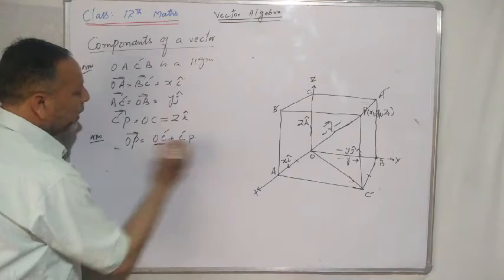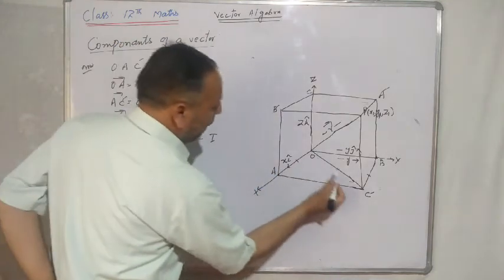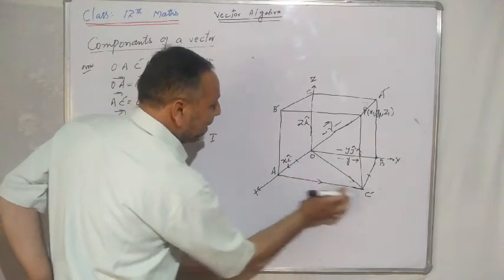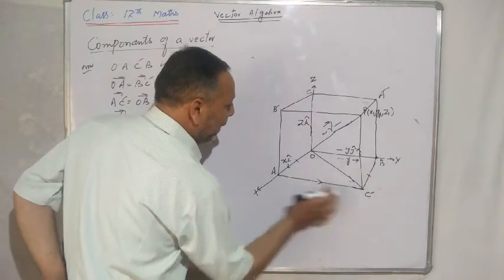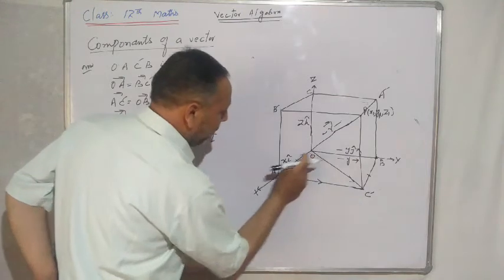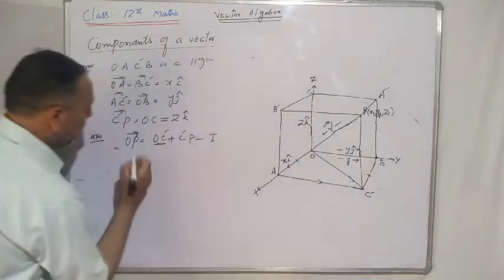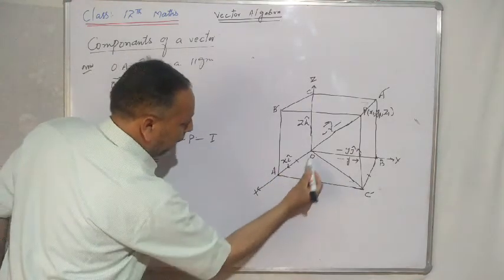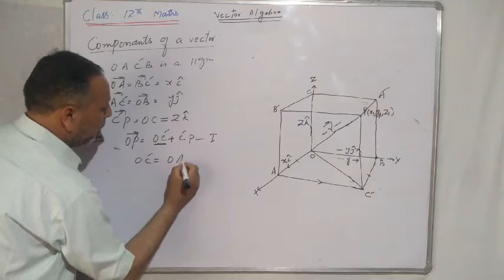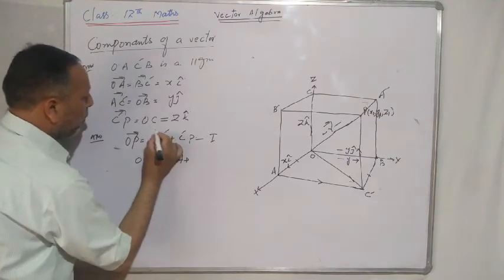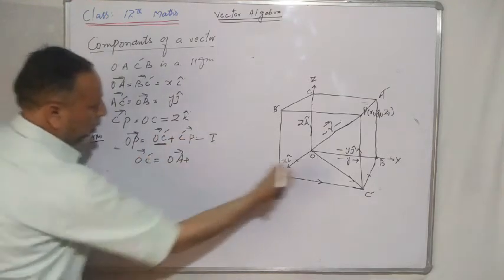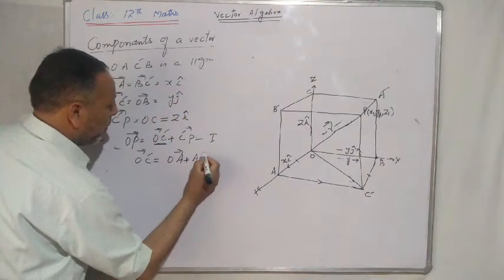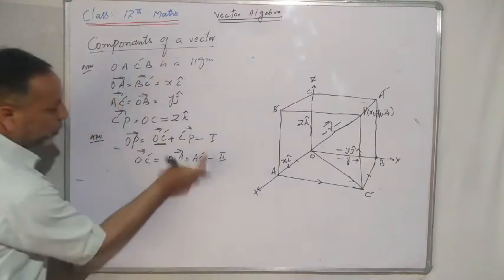Now OC dash, you keep this as first. Take this OC dash. Now you apply the triangle law of vectors to this triangle OAC dash. That means OC dash will be equal to OA plus AC dash. Keep this as second. Substituting second in first.